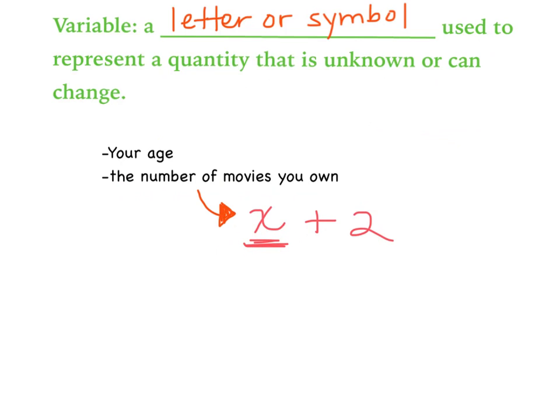Same thing for your age up here. I could use a variable to represent your age because, again, that's something that maybe I don't know or it can change. I could use an X again to represent your age, or you could use an A. It's just a letter or symbol used to represent something that you don't know.